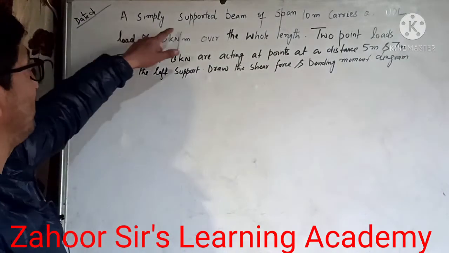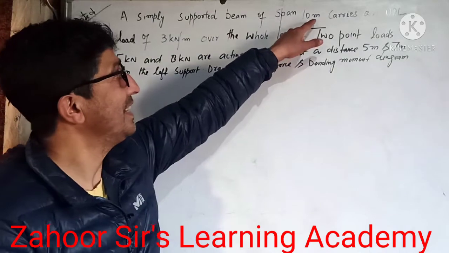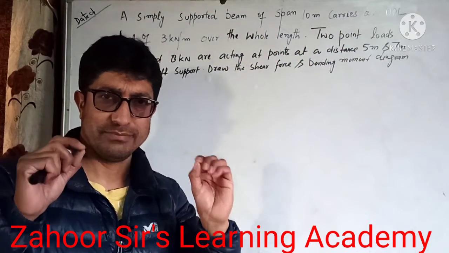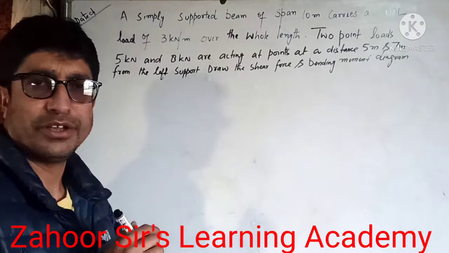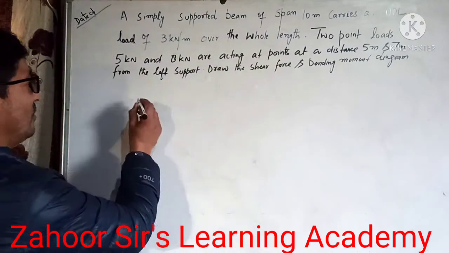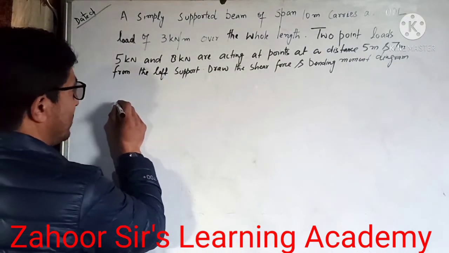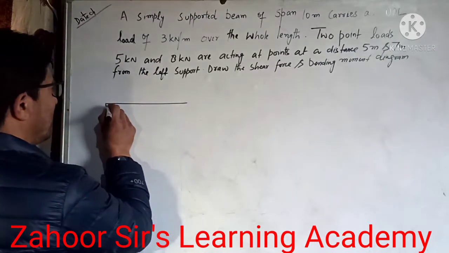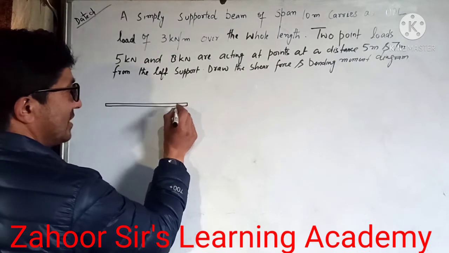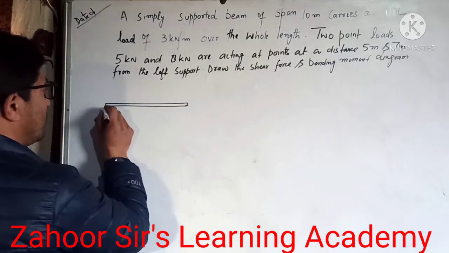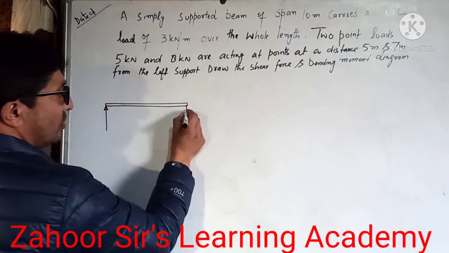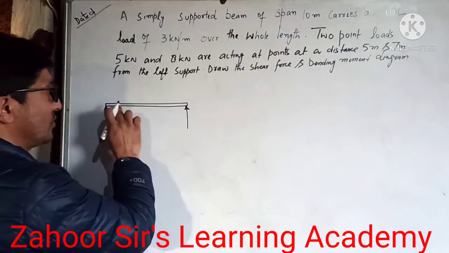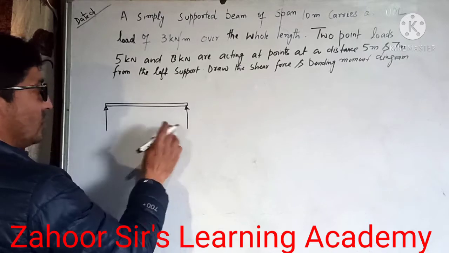A simply supported beam of span 10 meter. So a beam is there which is simply supported. Let's draw the loading diagram first. First of all, we need to draw the beam. This beam is a simply supported beam. So let's draw the two supports beneath the beam. This beam has two supports.